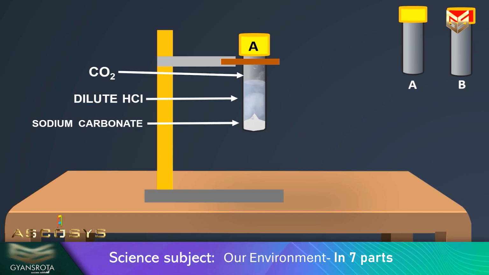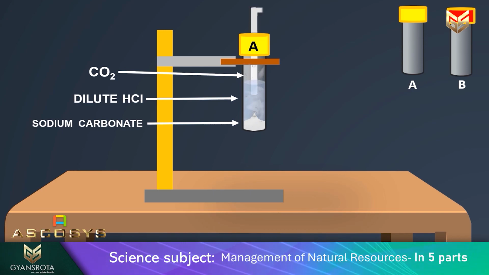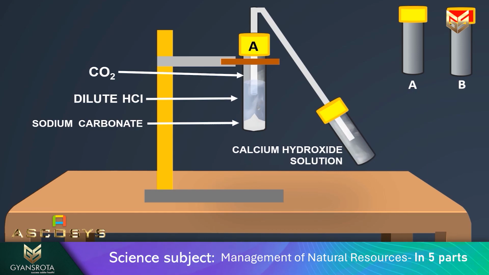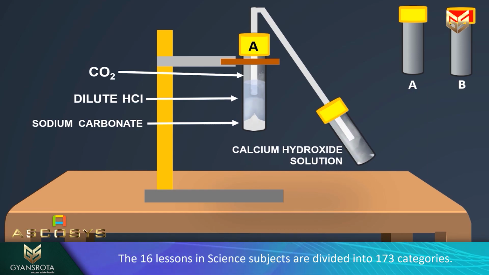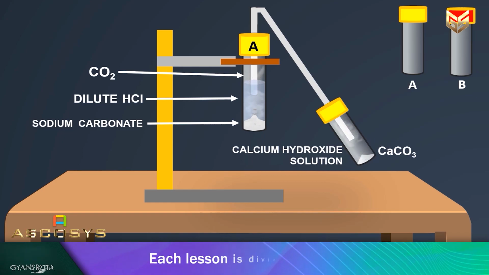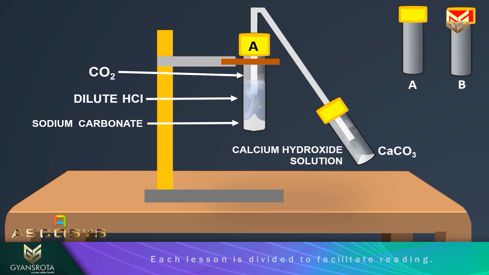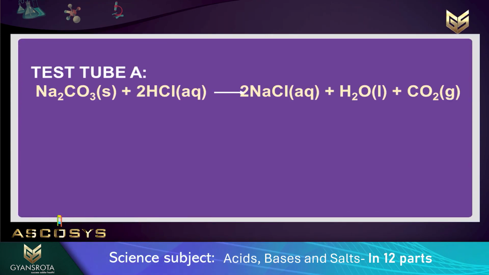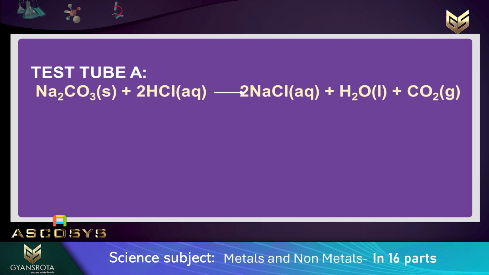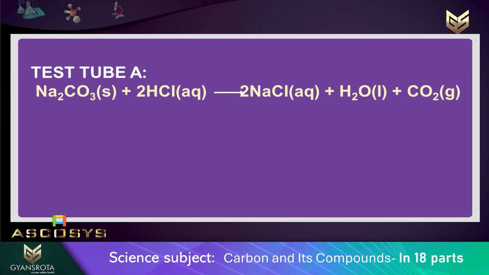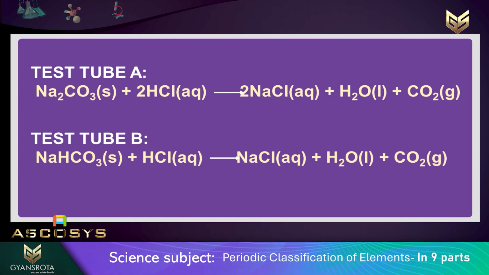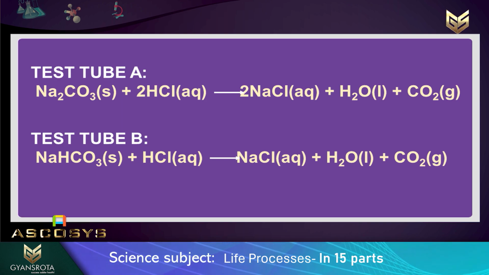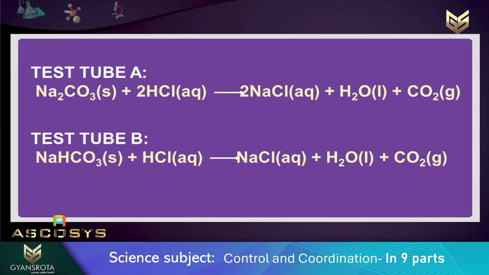Now pass this carbon dioxide gas through calcium hydroxide solution, which is also called lime water. You see that the lime water has turned milky. The reactions occurring in the above activity are: in test tube A, Na2CO3 solid plus 2HCl aqueous gives 2NaCl aqueous plus H2O liquid plus CO2 gas. In test tube B, NaHCO3 solid plus HCl aqueous gives NaCl aqueous plus H2O liquid plus CO2 gas.